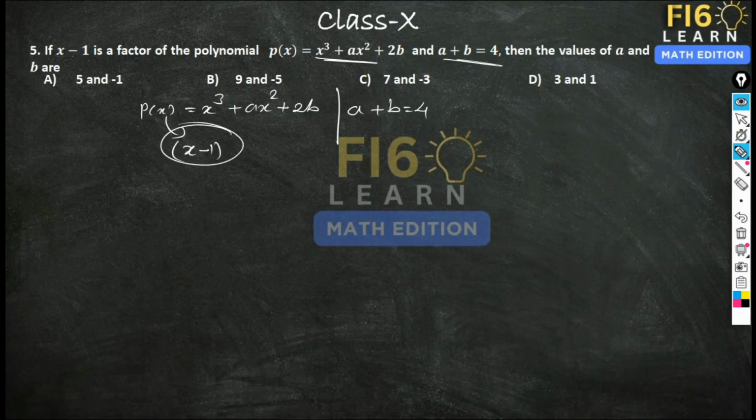Here the given factor is x minus 1. To find the root from the factor, we have to equate the given factor to 0. So we will get x is equal to plus 1. Now you can use this value in the given polynomial equation and equate that to 0, because every zero of the polynomial satisfies the given polynomial equation and makes it 0.